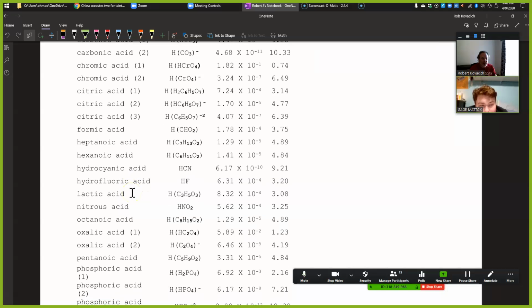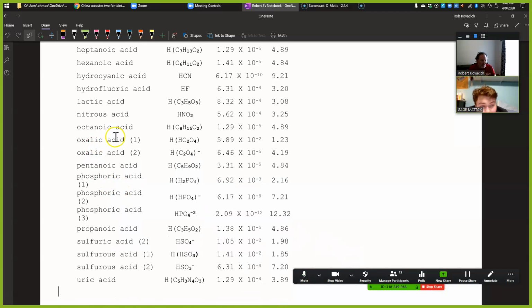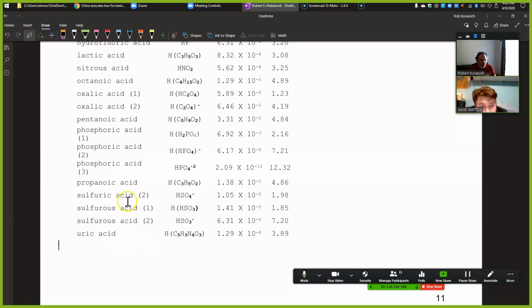Formic acid, fire ants, love fire ants. Heptanoic and hexanoic acids, those are just acids that are hydrocarbon acids. Then hydrofluoric acid, we'll talk a little bit more about that later. Obviously, lactic acid, nitrous acid. Painful. Oxalic acid, you probably don't know that, but we found it first in ox. Phosphoric acid. You guys know that one. Sulfuric number 2, not sulfuric number 1, and then uric acid. So lots of ones we know.